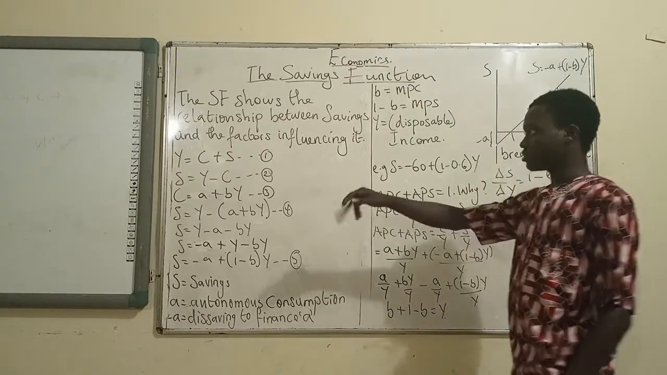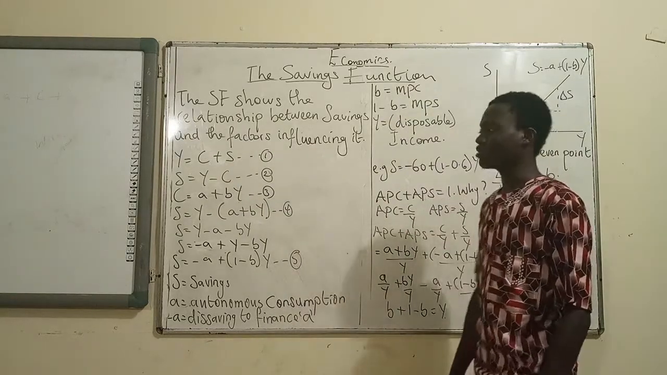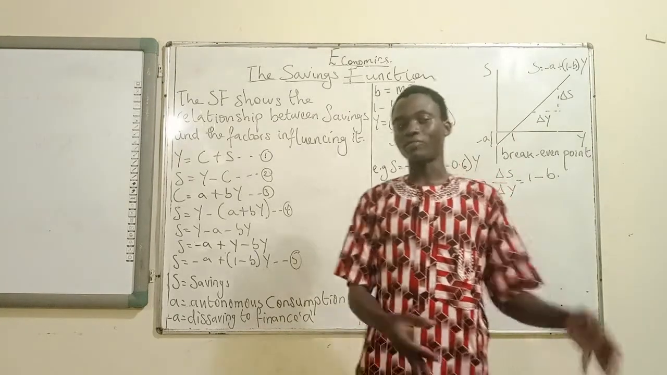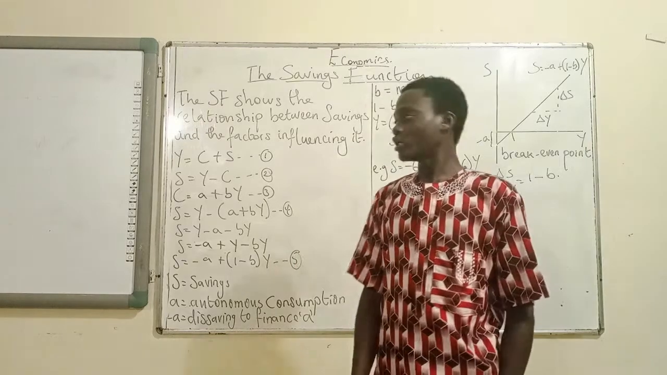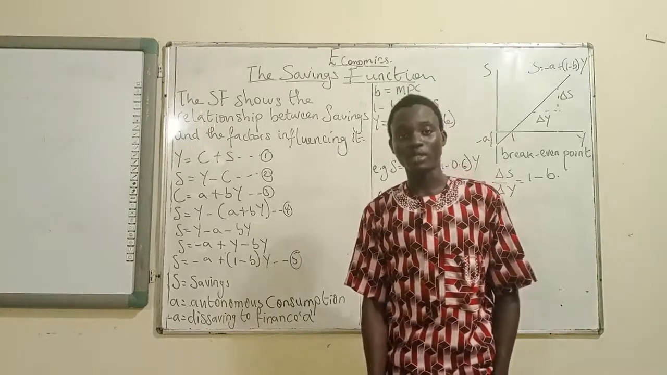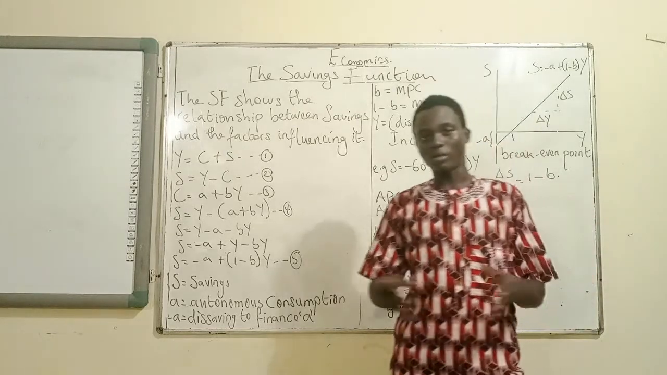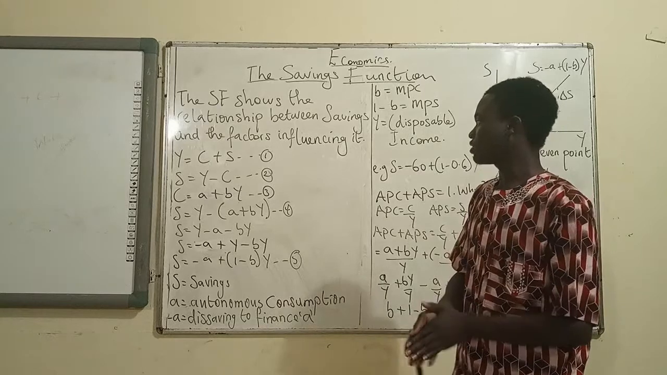The savings function, which is denoted as SF, shows the relationship between savings and the factors influencing it. So the savings function shows the relationship between savings and the factors influencing it. However, the savings function has been reduced to one variable influencing it, which is the disposable income, or otherwise they just call it income for the sake of simplicity. Now, so how do we obtain the savings function?